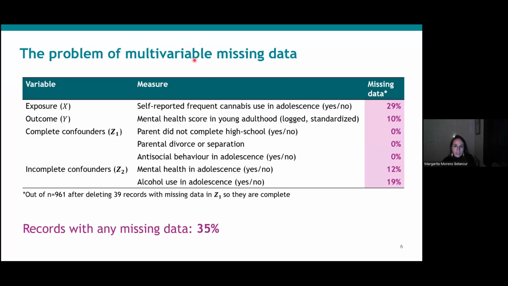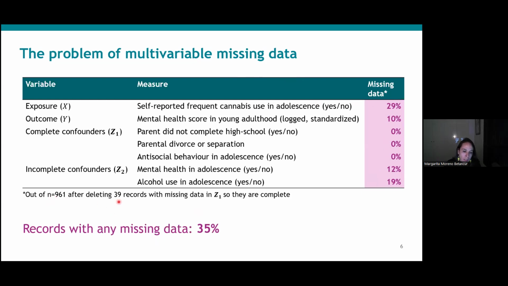Now, as I mentioned, obviously this study had missing data, and it's very common in cohort studies like this that there's missing data in almost all your analysis variables. So in this case, there was missing data in the exposure, the outcome, and the two incomplete confounders. So obviously, by definition, there was no missing data in the complete confounders. But overall, there were 35% of records which had data missing in any of the analysis variables.